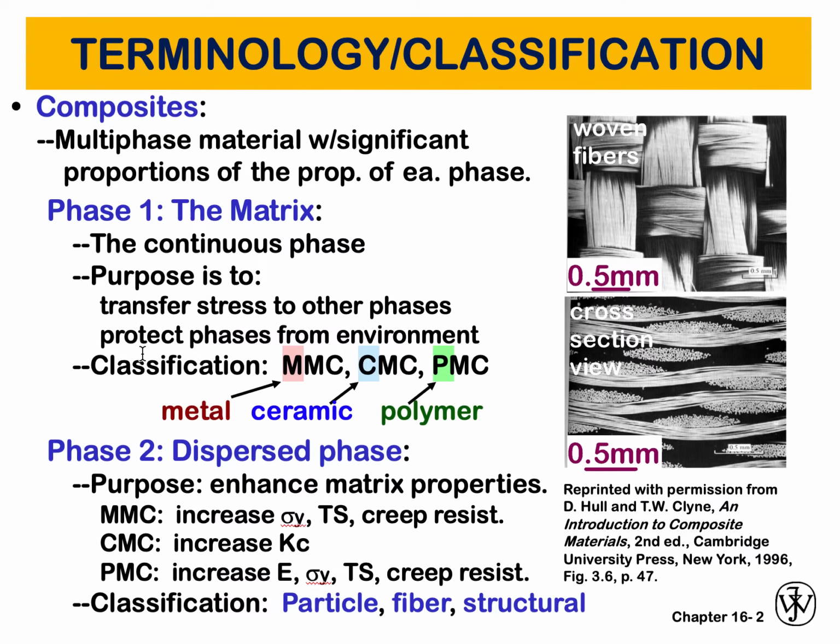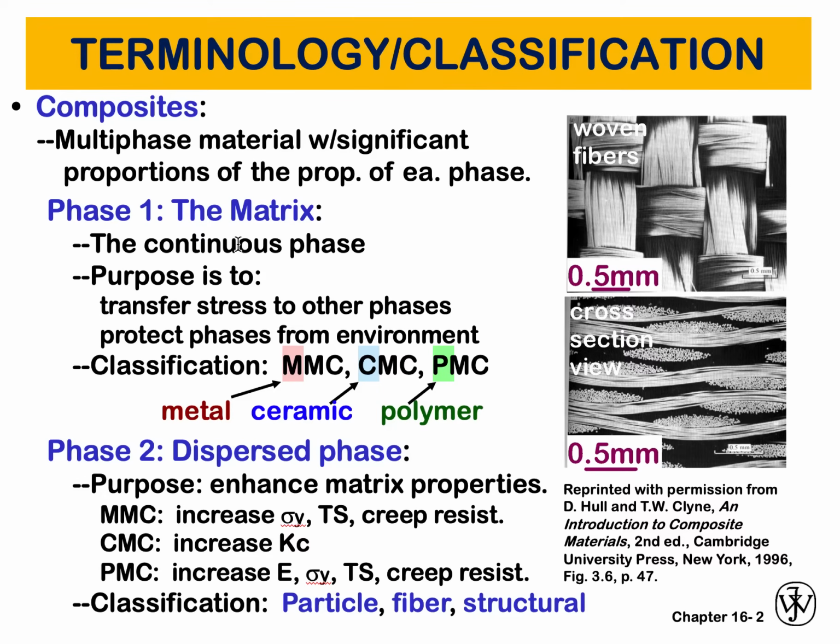It's important to know that if we have only one phase, the matrix might have specific properties, but we are adding another phase into that material to enhance its mechanical, electrical, or thermal properties. So the purpose of the matrix is to transfer stress to other phases, protect the phases, and also protect the phases from the environment. So it's going to be the big material that encompasses the dispersed phase.